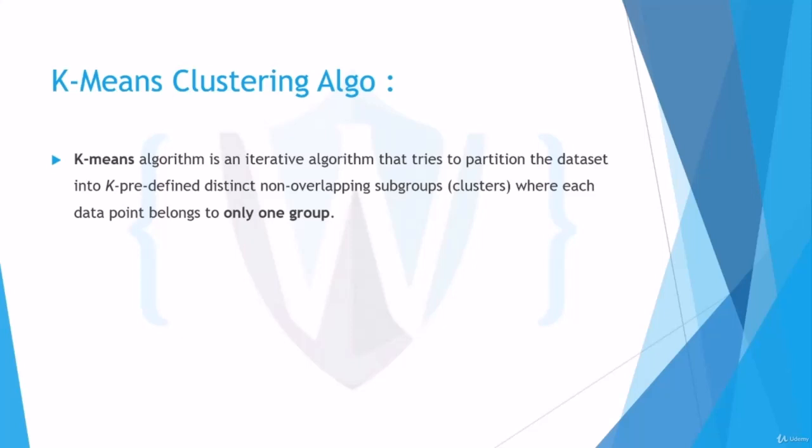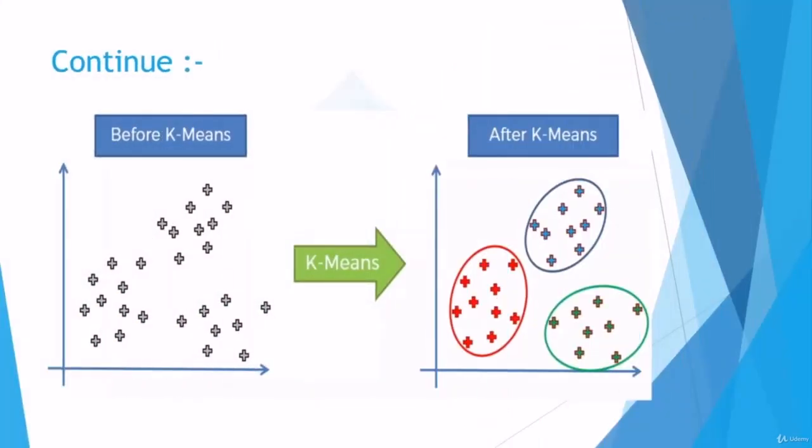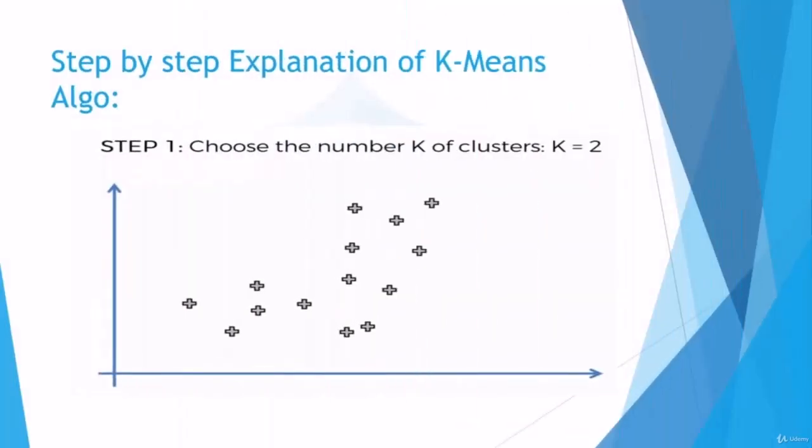So let's understand what k-means is. Let's suppose we are given this plot as an example dataset. Now after applying k-means, we get something like this: three clusters. So let's understand how this mechanism works. This is a step-by-step explanation of the k-means algorithm.